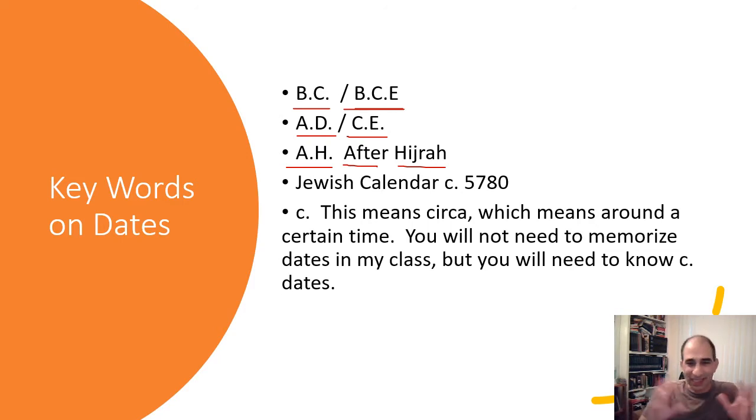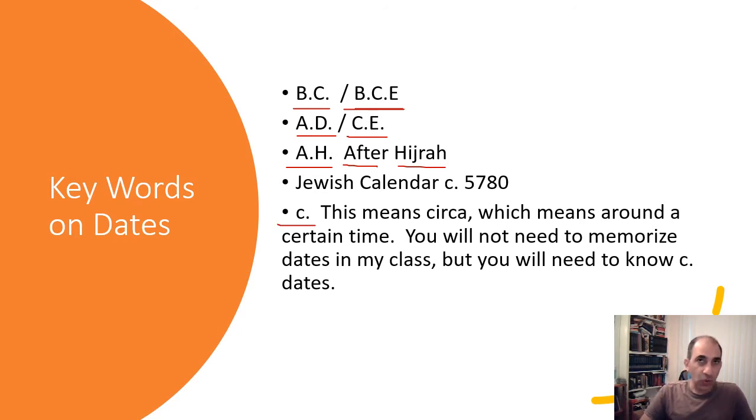So just, again, not super important, but I just kind of give students a heads up on that in the beginning. The only other thing I will be referring to a lot is this in terms of dating, and this you should know, C with a period. Anytime you see something with C and a period, that means circa, which means about or around.